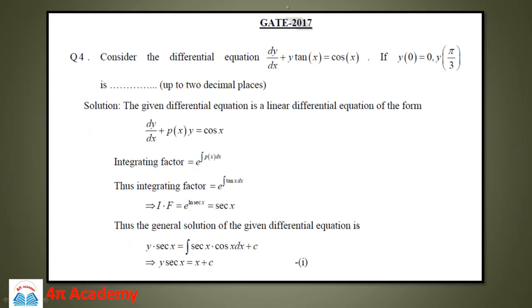Then the next problem is asked from the GATE 2017 examination. Consider the differential equation dy by dx plus y tan x is equal to cos x. If y of 0 is equal to 0, you have to find the value of y of pi by 3, up to 2 decimal places. The differential equation dy by dx plus y tan of x is equal to cos x is of the type dy by dx plus p of x times y is equal to q of x.